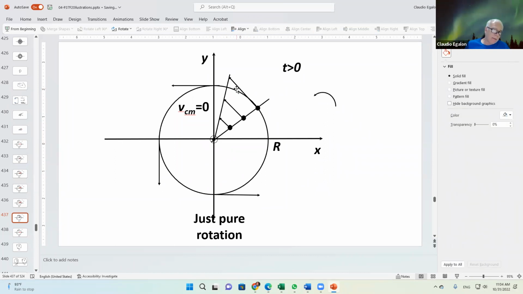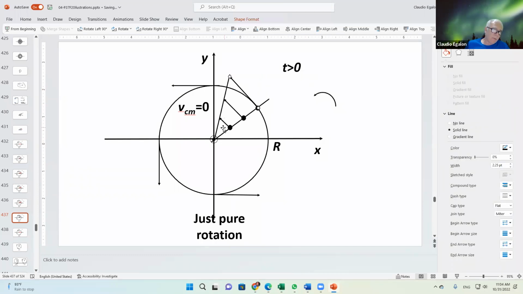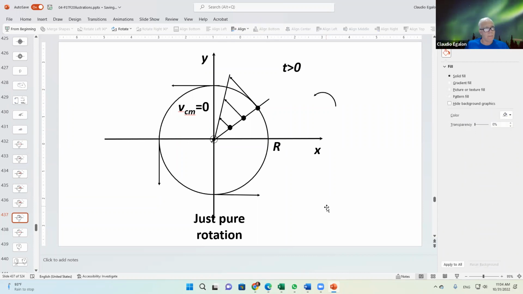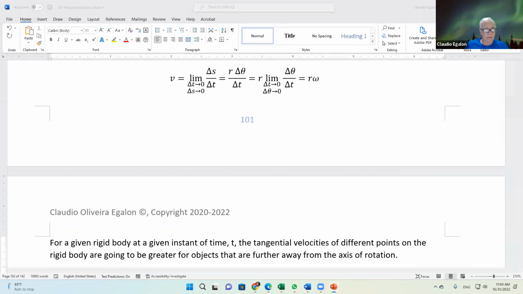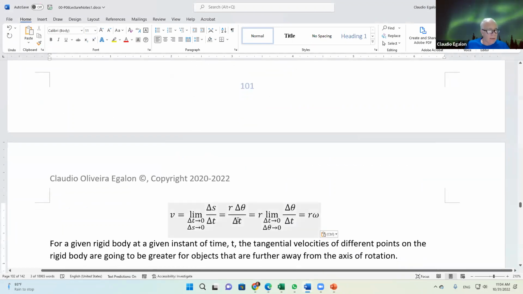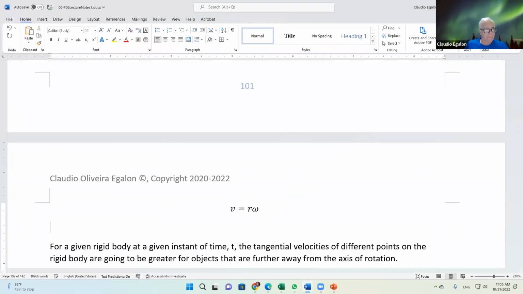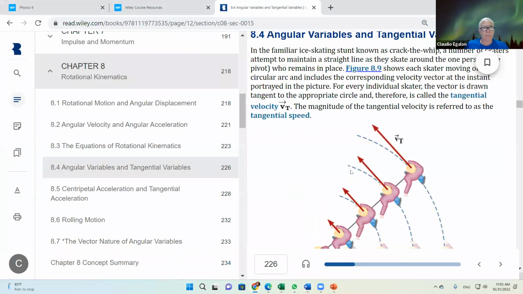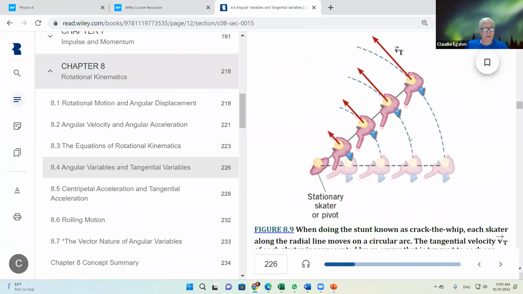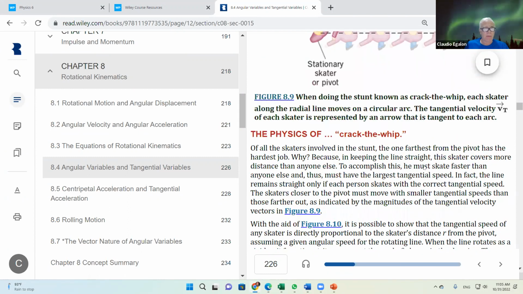And by the way, this line here must be perpendicular to this other one here, to the radial line. Like that. Okay, that's what this thing is all about. The tangential velocity increases linearly with the distance from the center of rotation. That's one. Let's see if we have more. We call it tangential velocity. Crack the whip. This is the crack the whip.